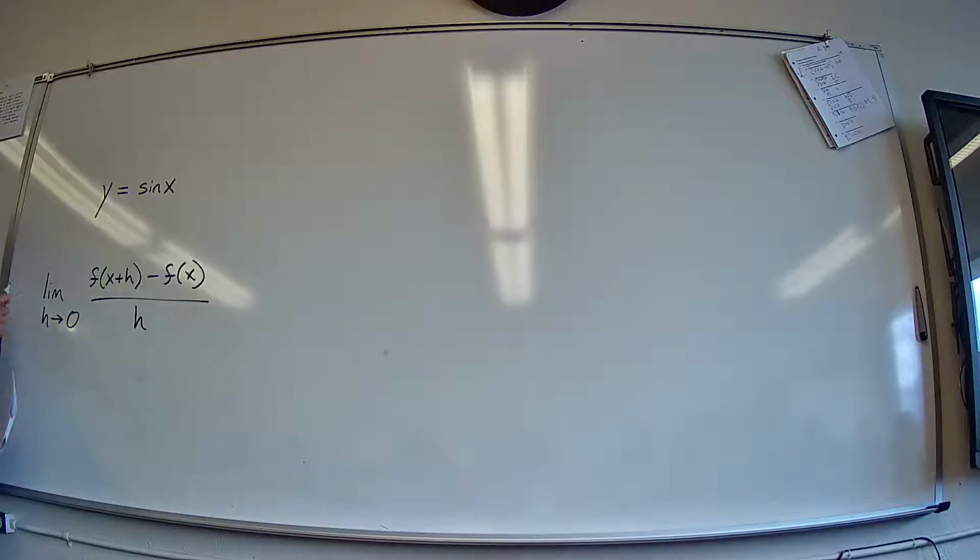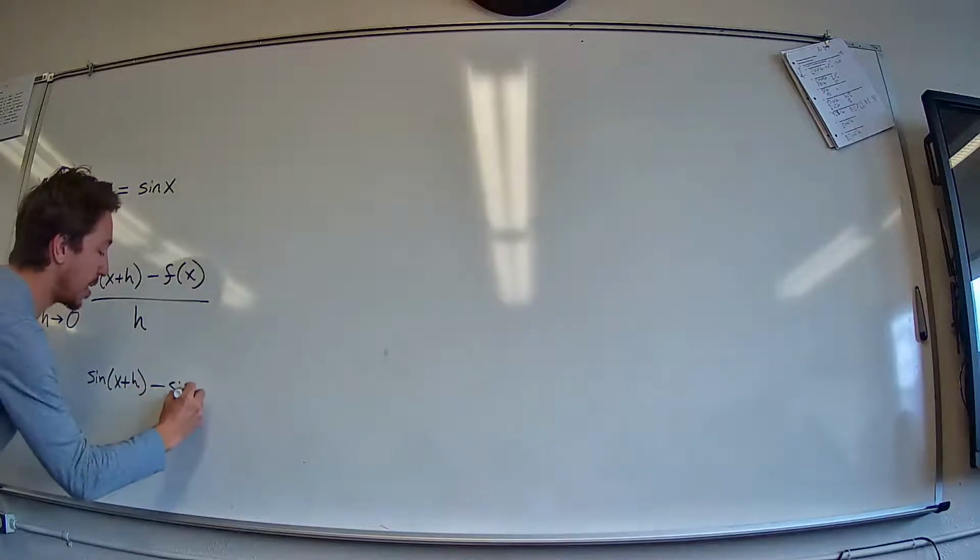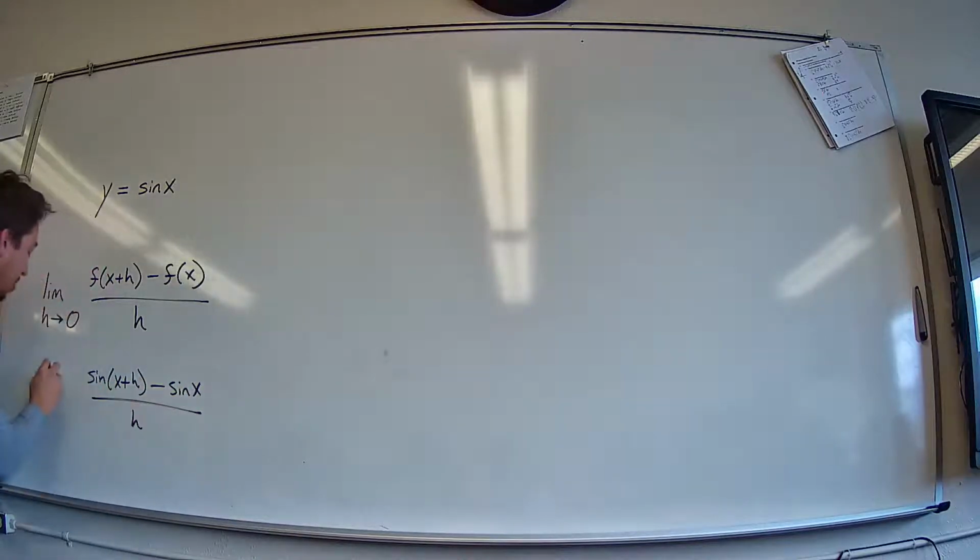Okay, this would be the limit definition of the derivative. For this case, you'd go sine of x plus h minus the sine of x, over h, and you take the limit as h approaches 0. You don't have to write this down. This is the hard way to do it.